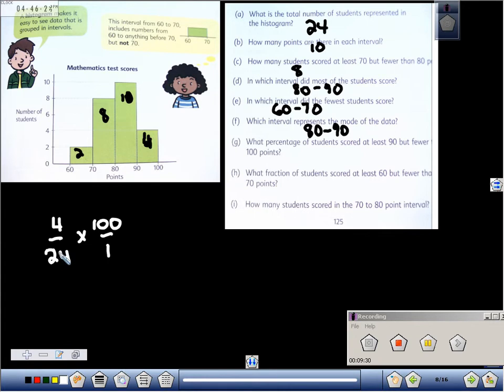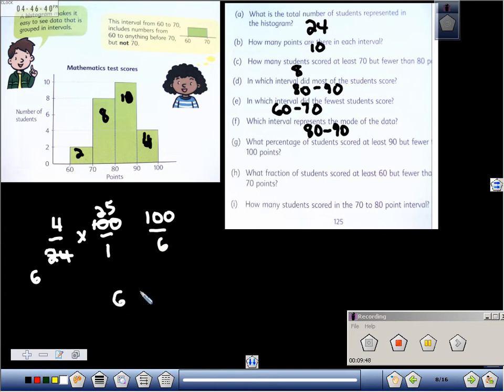Okay. Well, obviously, 2 goes into this, 4 goes into this. Let's divide it by 4. 4 goes into 24 6 times. 4 goes into 100 25 times. 25 times 4 gives me 100. 6 times 1 gives me 6.